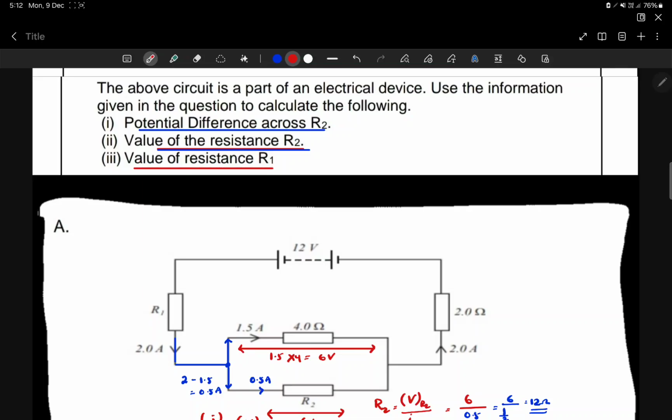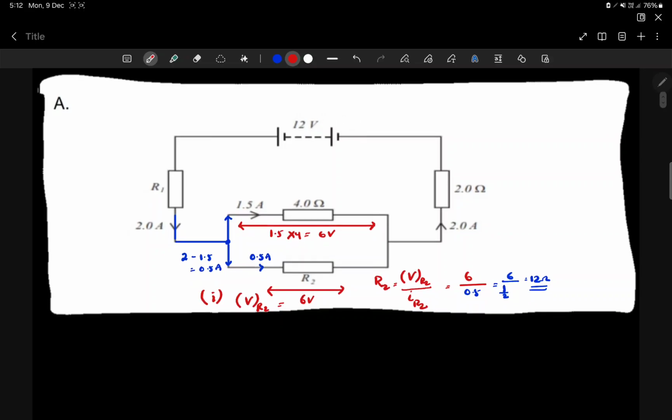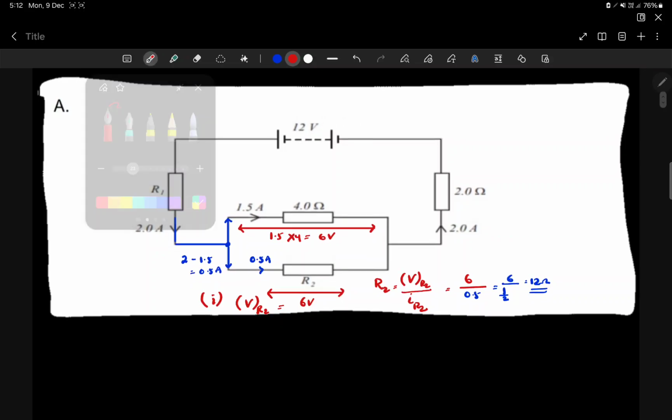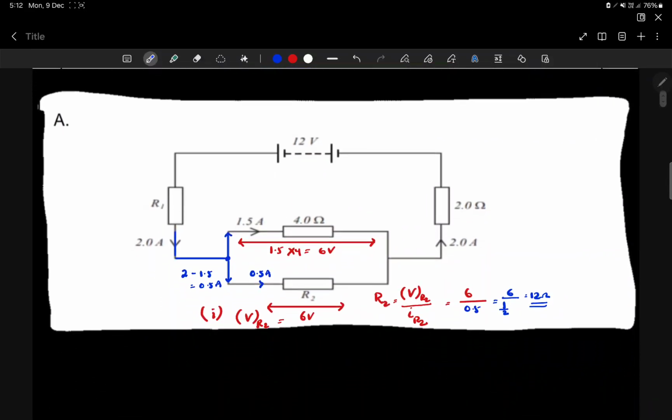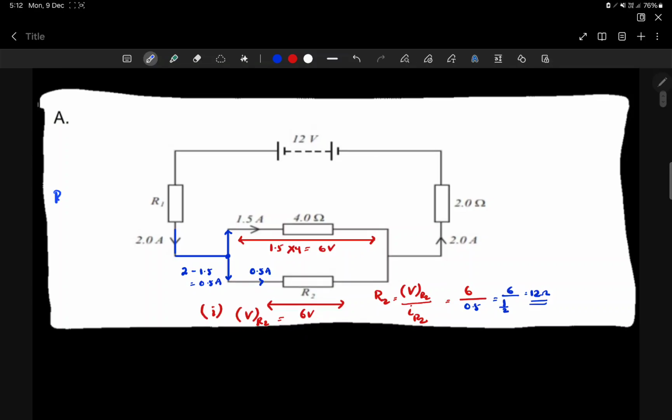Yes, it is very important. Now see how to calculate the value of resistance R1. Again, all of you observe this figure properly. So in third bit, in order to calculate the resistance R1, the resistance formula is: resistance R1 is equal to voltage across R1 divided by current through R1. So our main aim is to calculate what is the voltage across R1.